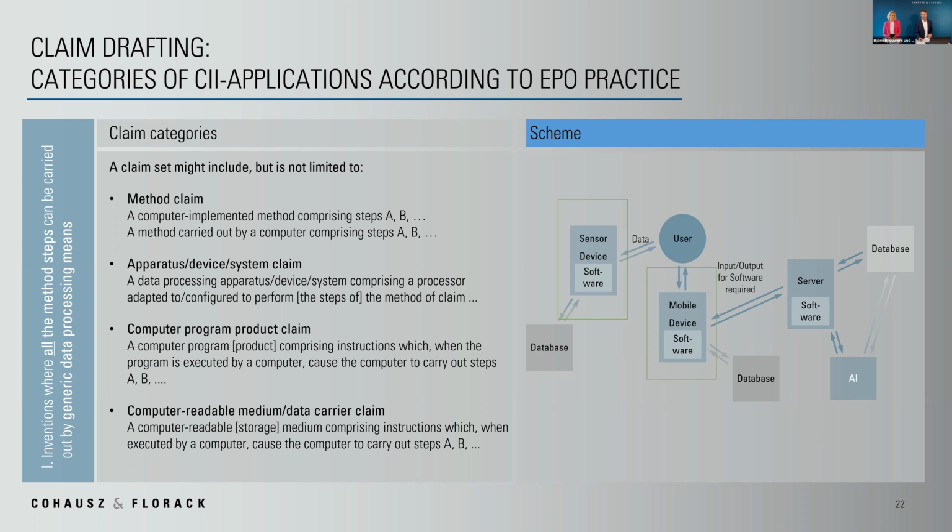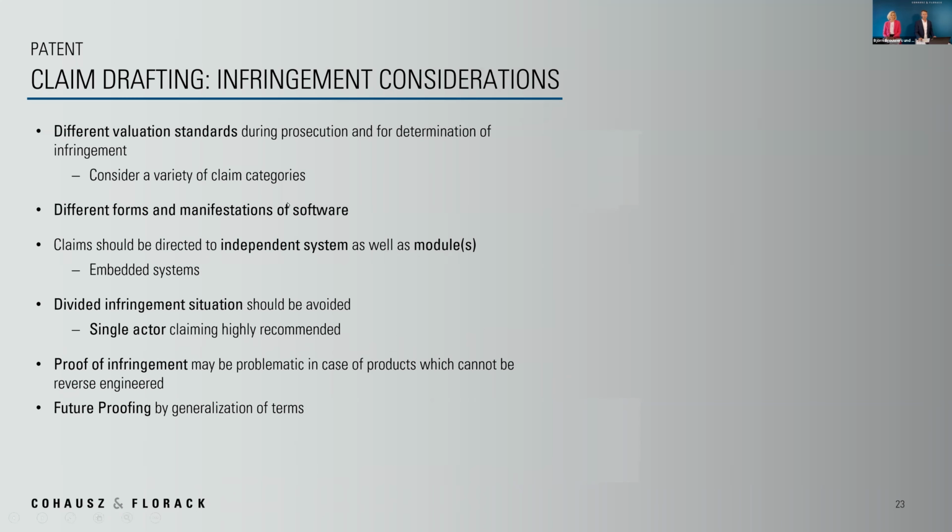Yeah. Okay, so then on to the next slide. And I mean, this is just a summary of what we mentioned here. And for the infringement perspective, I like to put the emphasis on the single actor claiming, which really helps to avoid the divided infringement situations. And what I also recommend is the future proofing by using generalization of the terms, at least in the very first. So that's what I was alluding to, right? This is what you call future proofing. Okay. Yeah, quite a fancy name.